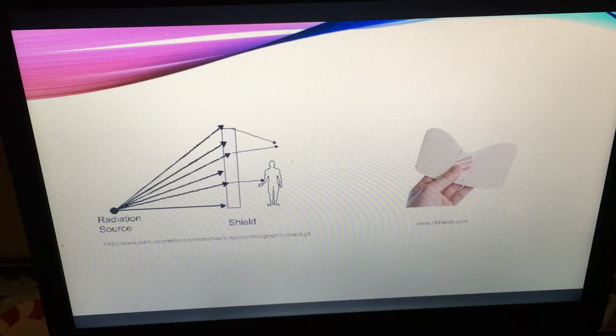Bismuth shielding is one way to reduce radiation during a CT scan. Its function is to remove lower energy photons that do not contribute to the image but do contribute to patient dose.